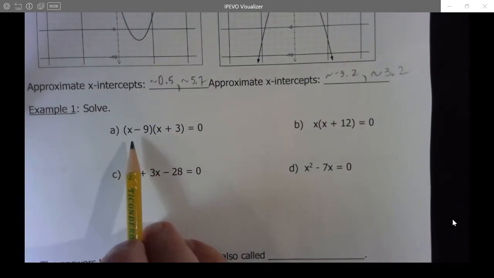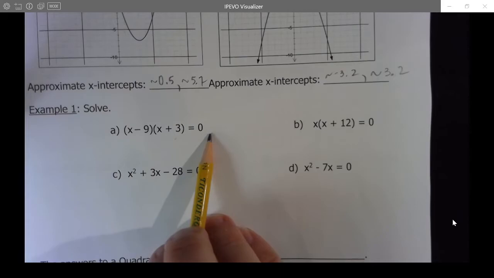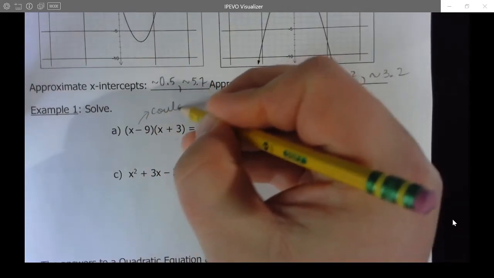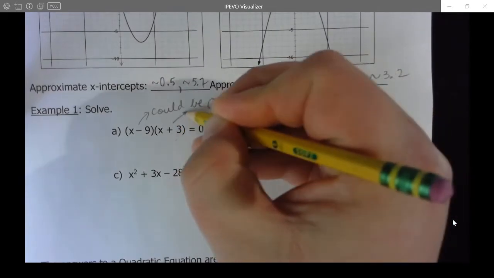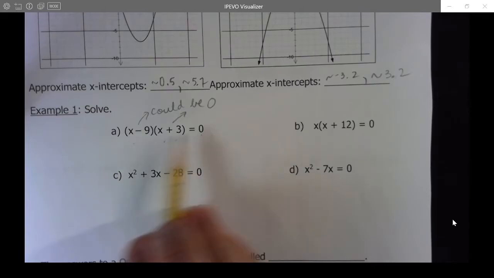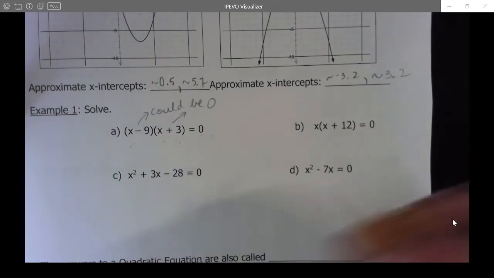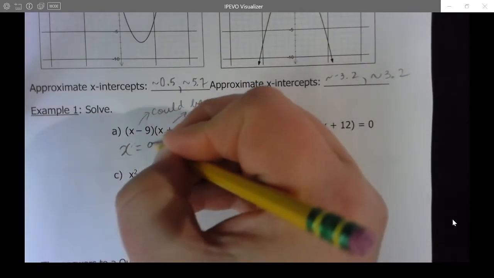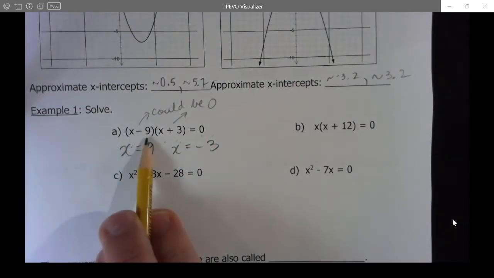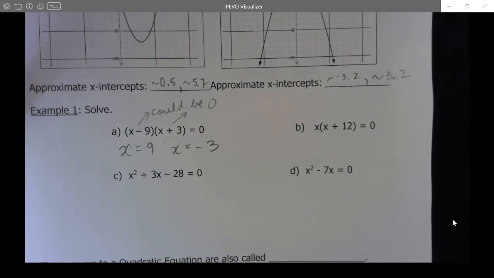If you have an equation in this form where you have 2 factors equal 0, you have to consider that either this factor could be 0, or this factor could be 0, since 0 times anything is 0, or anything times 0 is 0. So there's 2 solutions to this equation. X is 9 and x is negative 3, right? 9 would make this factor 0, negative 3 would make that factor 0.